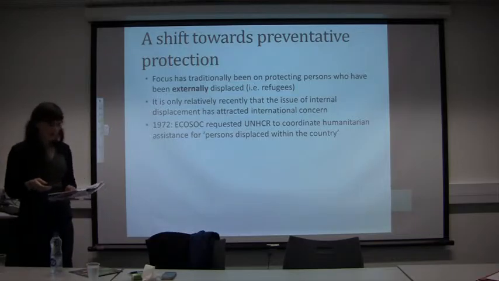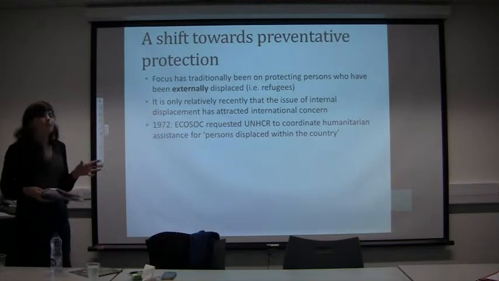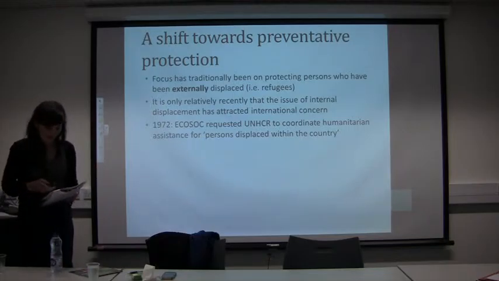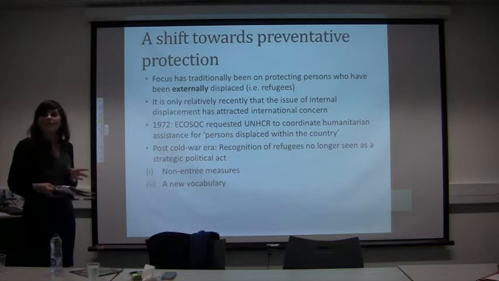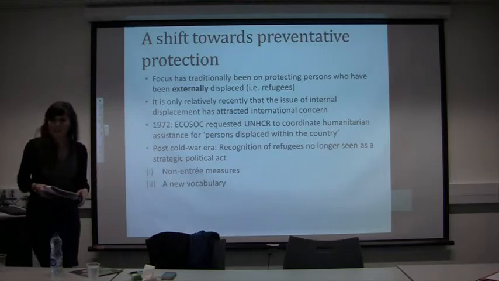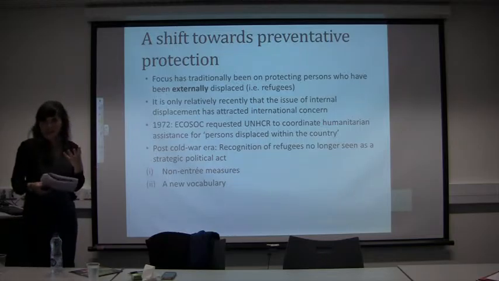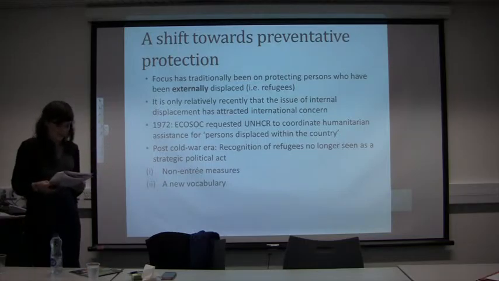And this was followed over a decade on by Thailand's proposal that a study be undertaken for the possible establishment of safety zones to assist IDPs as a way of lessening the burden on the international community. However, in the post-Cold War era, as I mentioned earlier, the recognition of refugees was no longer seen as a strategic political act. And that's where we got these types of non-entry measures, as David mentioned previously. Ways to stop refugees coming to the States so that they wouldn't be able to claim refugee status. So, as we mentioned earlier, carrier sanctions, strict visa controls, things like that.